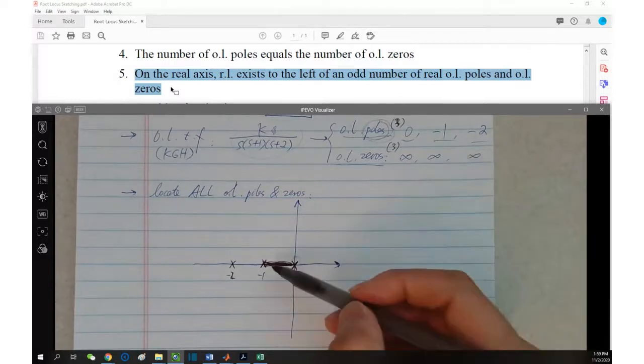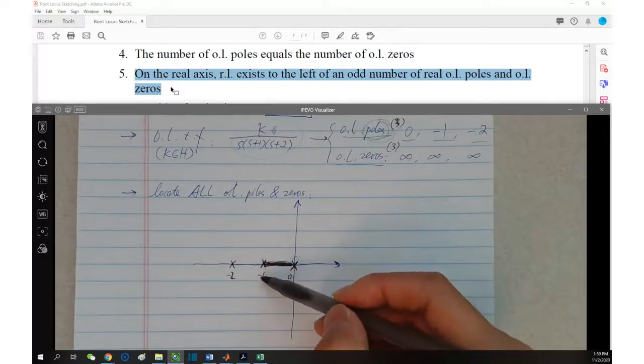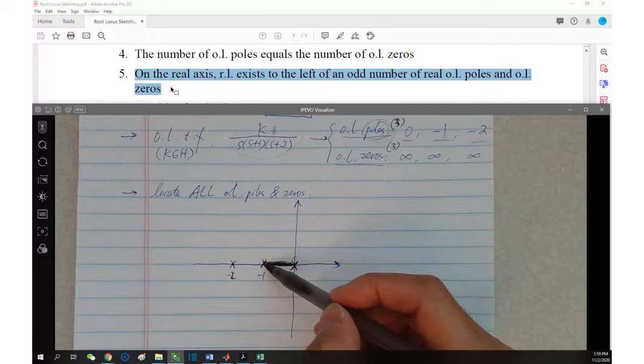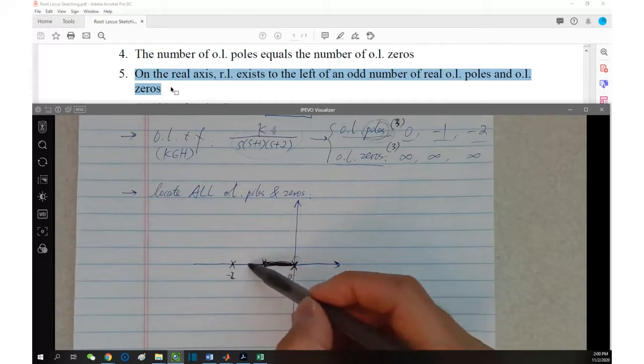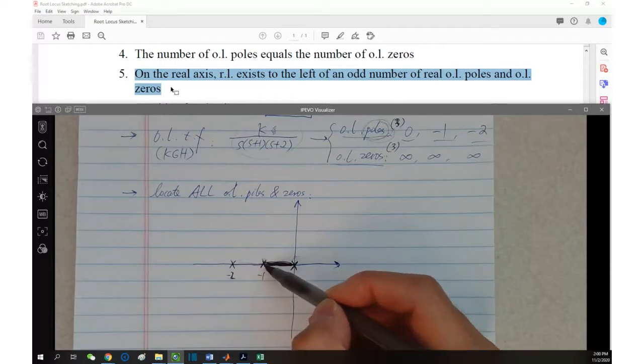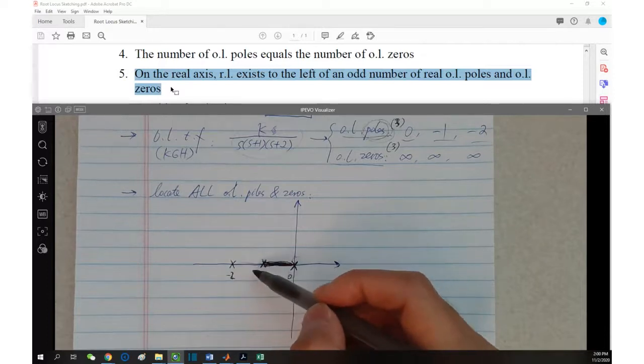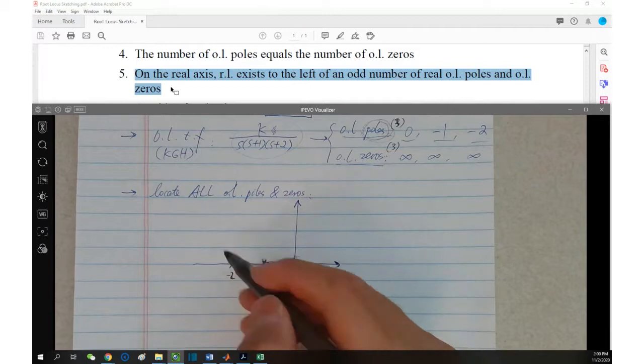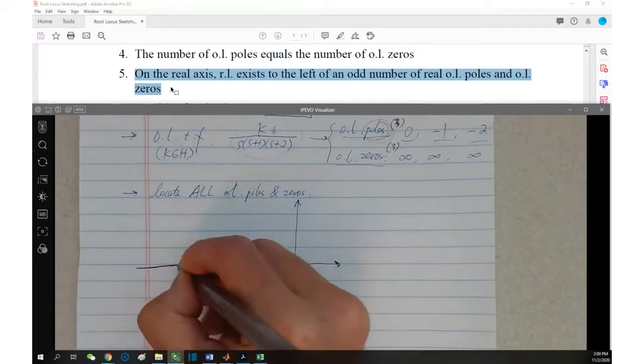Keep counting. We passed -1, and then how many do we have now? 1, 2. 2 is an even number, not an odd number. So nothing exists to the left of -1, right? Nothing here. Keep counting towards the left. We're coming across the third open loop pole, -2. So how many? 1, 2, 3. 3 is an odd number. So the root locus exists to the left of it.